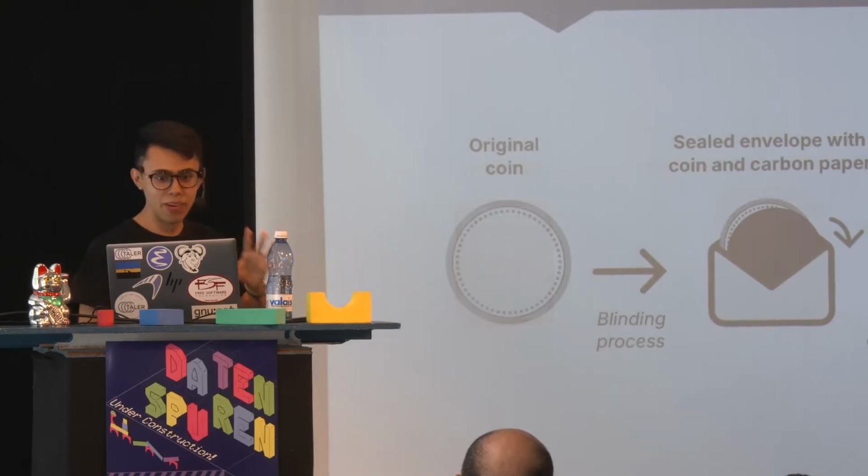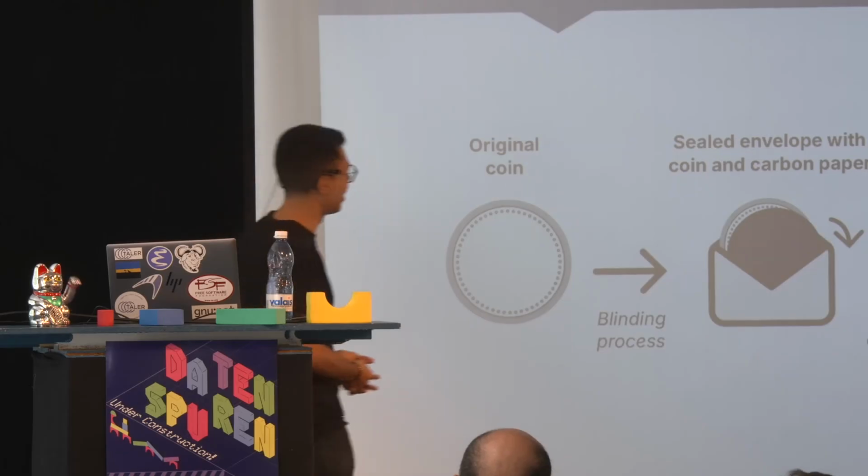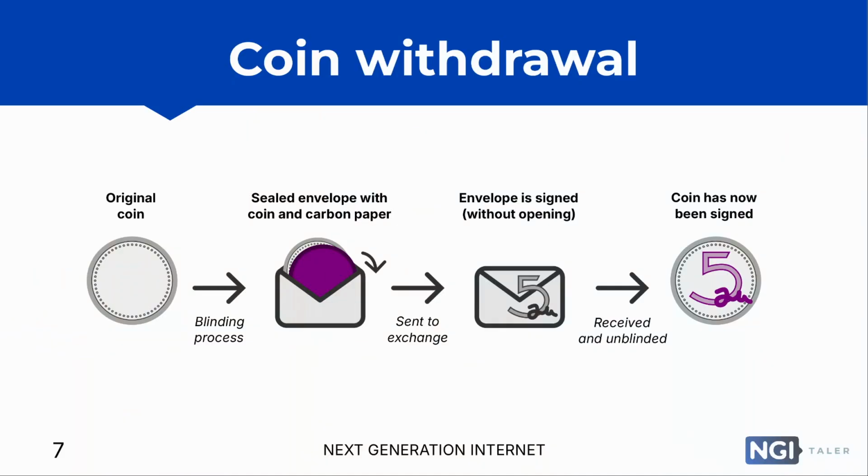So I will explain how this translates to Taler. Whenever you want a coin that is valid at the exchange, the wallet will generate a coin. It will put it into this envelope with carbon paper, but as you can see, the coin is blank. So it will send it.